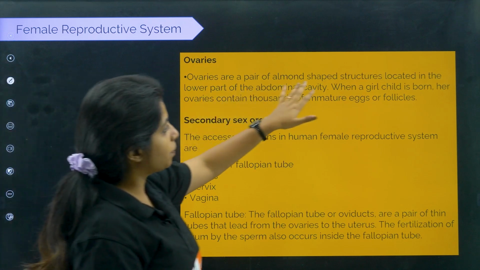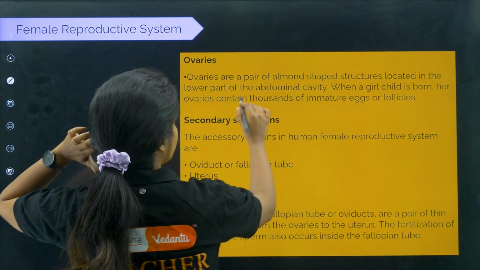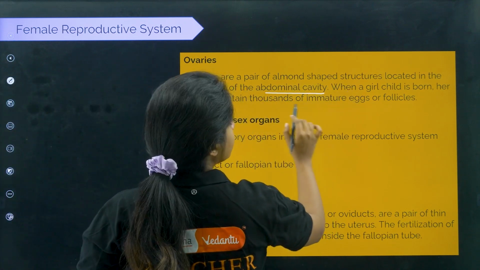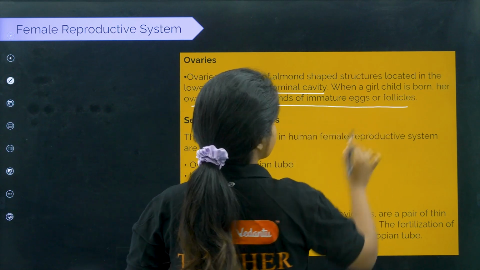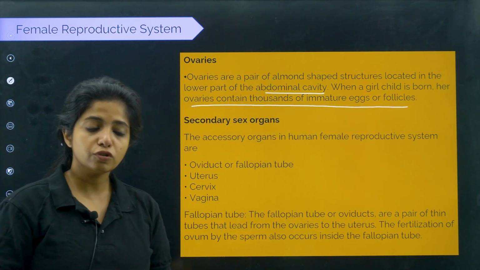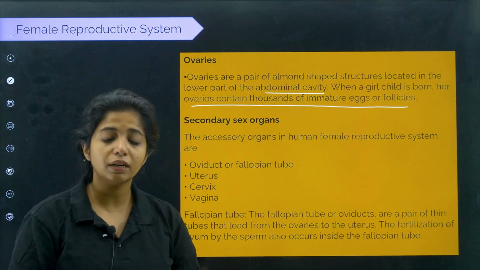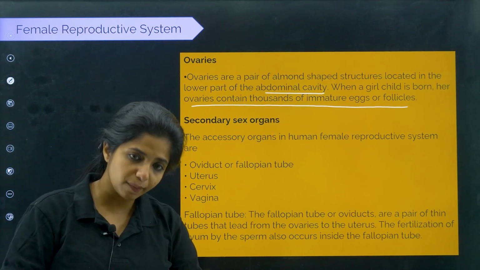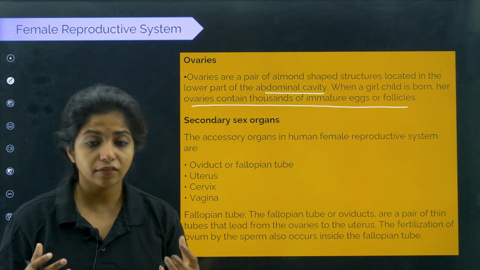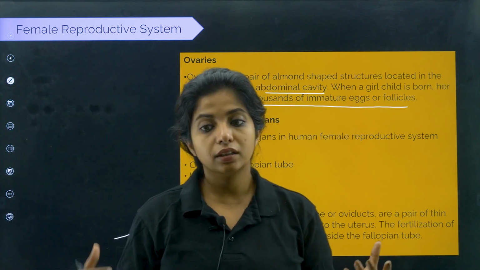So, ovaries are what? A pair of almond-shaped structures located in the lower part of the abdominal cavity. When a girl child is born, our ovaries contain thousands of immature eggs or follicles. Usually in the case of males, the germ cell formation happens when they hit puberty. But in the case of females, they have it already formed, but they are immature. They start to mature when they hit puberty.